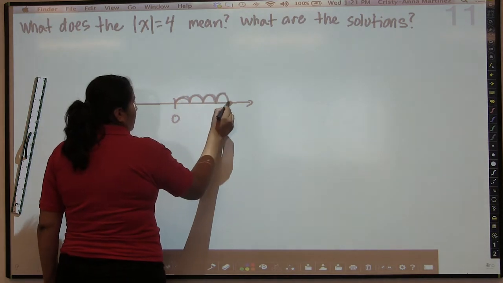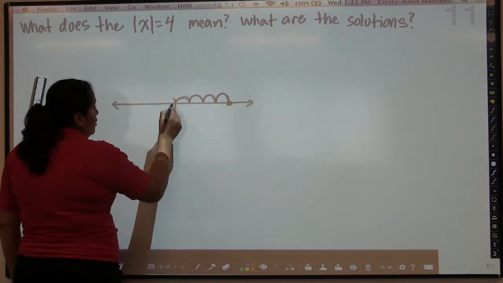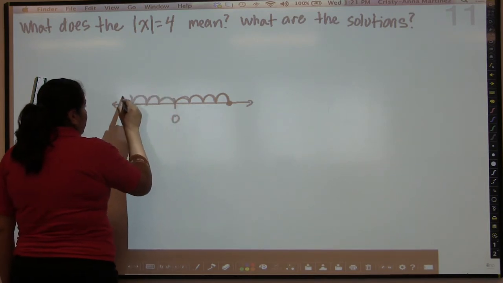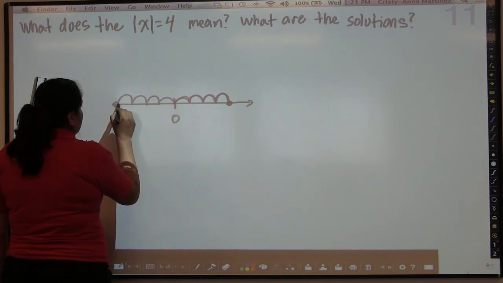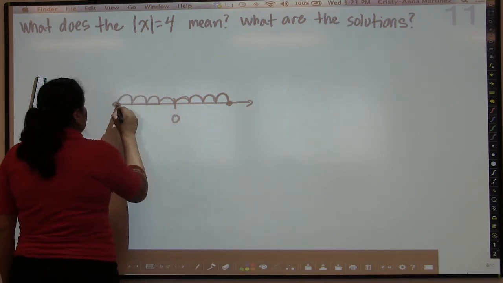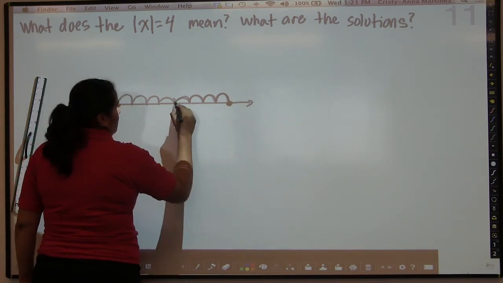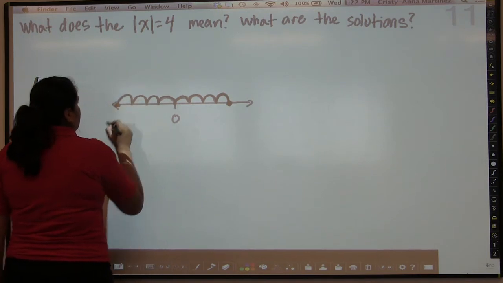1, 2, 3, 4. And then also, because you can go either direction, you have 1, 2, 3, 4 over here. There we go. Sorry, my pen was being very strange. Here we go. Nice and dark.